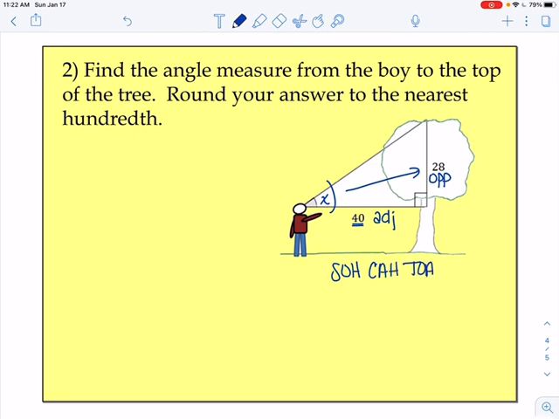So again, in relation to my SOHCAHTOA, adjacent and opposite is going to be my tangent. So I'm going to have my tangent of x equals the side opposite, which is 28, over my side adjacent, which is 40. So again, you're going to do 28 divided by 40 on the calculator, then second tan inverse of that decimal. And when you do that, you should get an answer of 35 degrees.